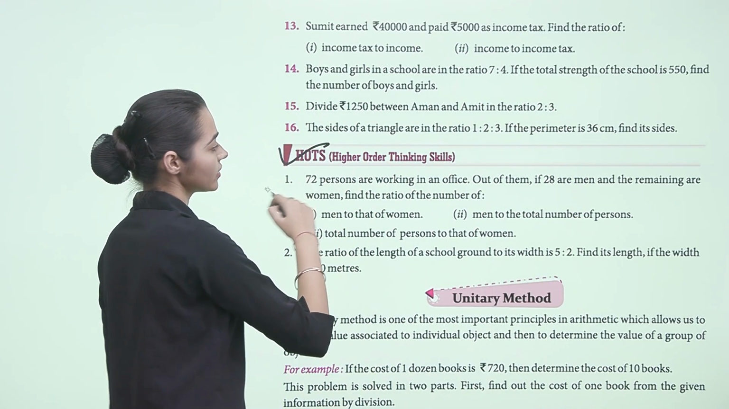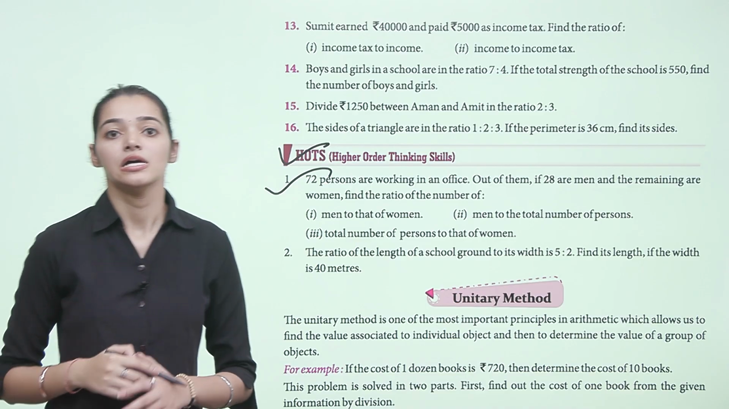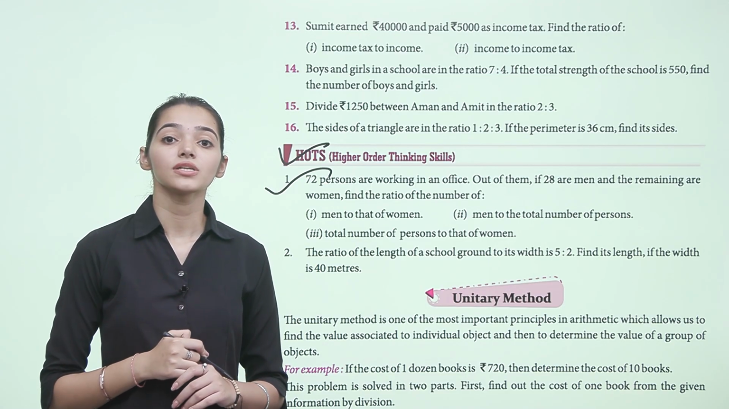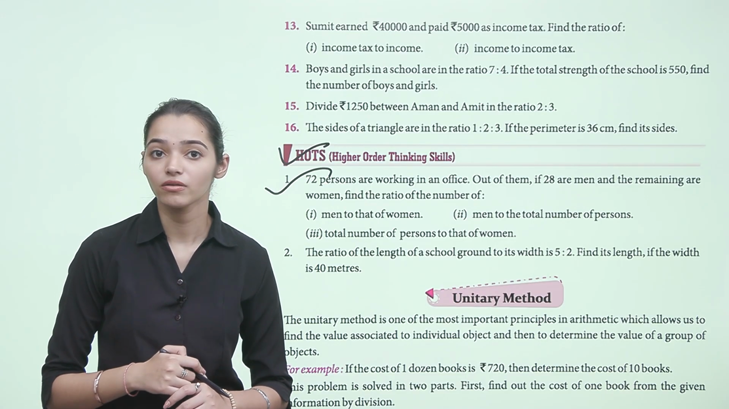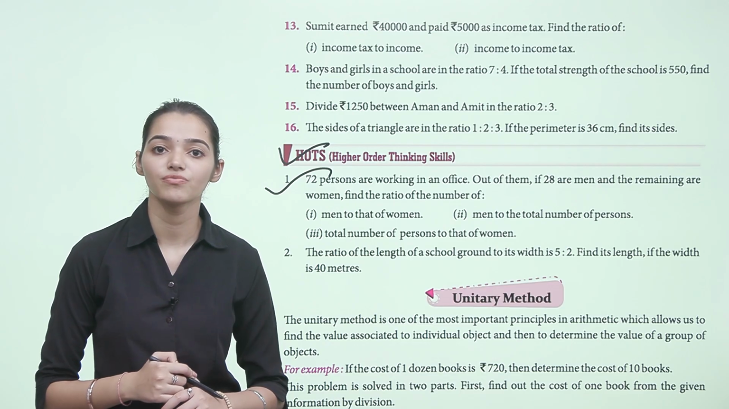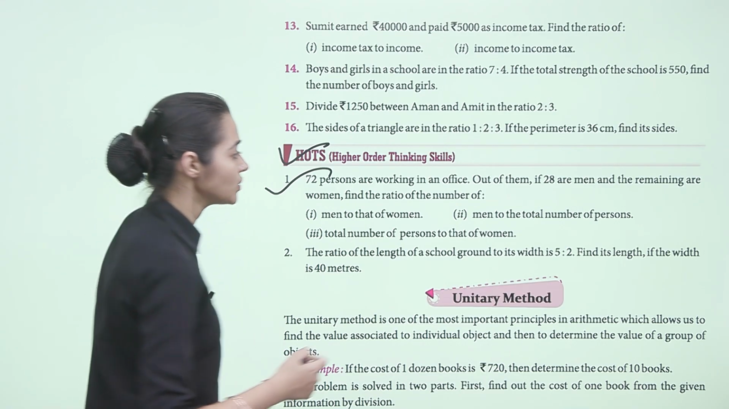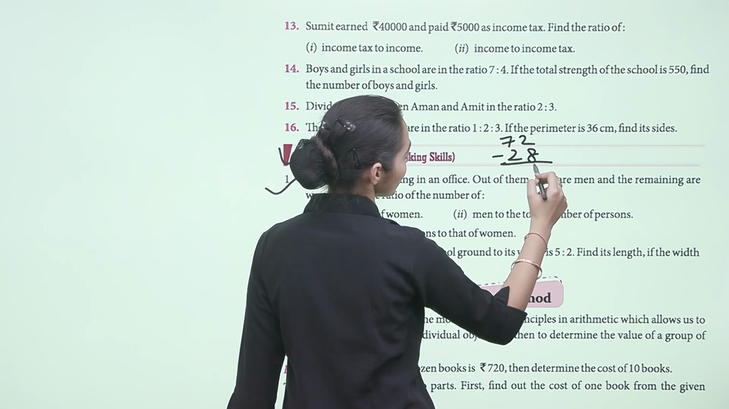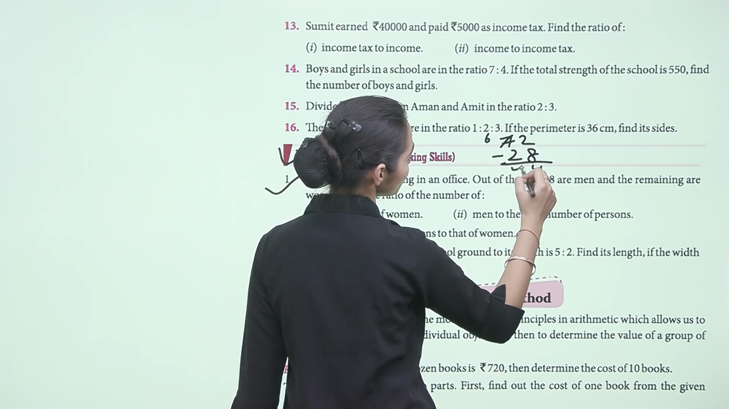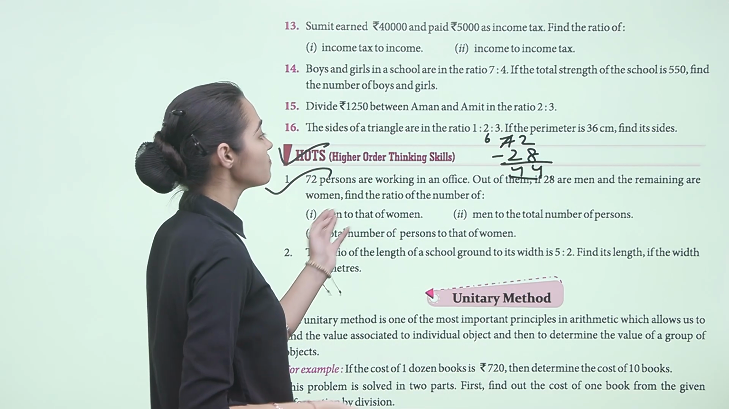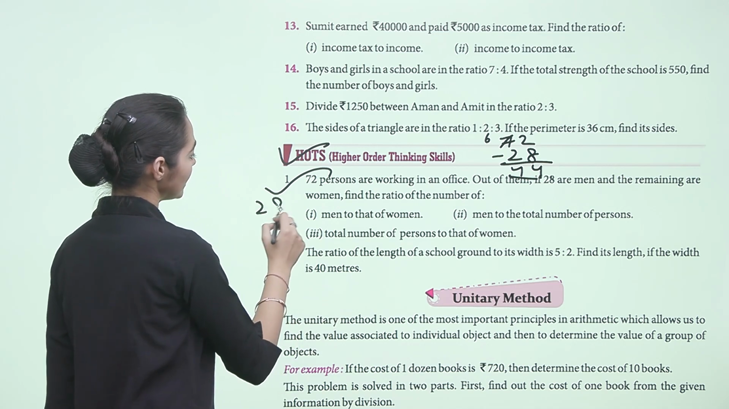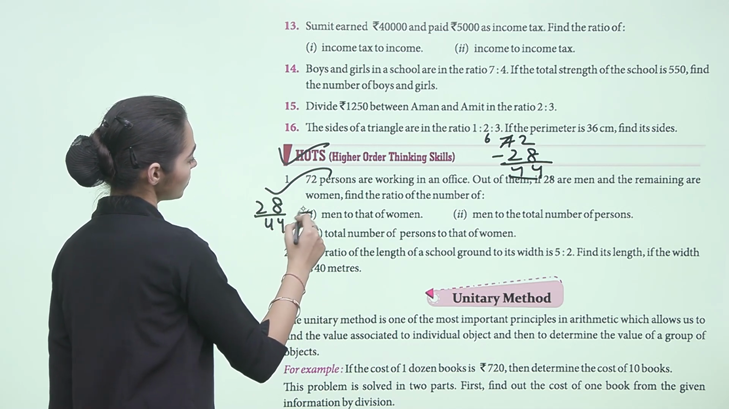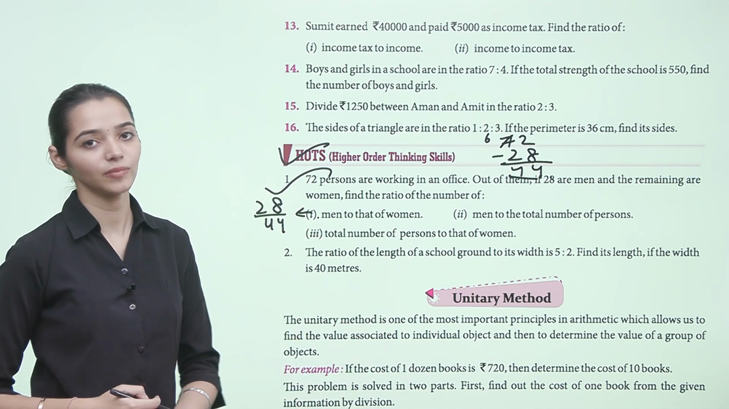Next is our higher order thinking skills. Here we are told that 72 persons are working in an office. Out of them, if 28 are men, the remaining are women, and we have to find the ratio of men to women. So firstly, 72 minus 28, that is 12 minus 8, 4, 6 minus 2, 4. Here the ratio of men to women is 28 by 44. That's how you can solve the remaining ones.